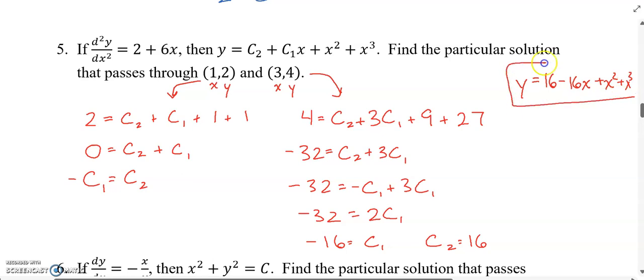It has a second derivative of 2 plus 6x, and it passes through these 2 points. This would be an easy thing to check in a graphing calculator.